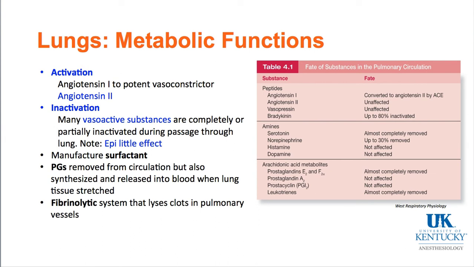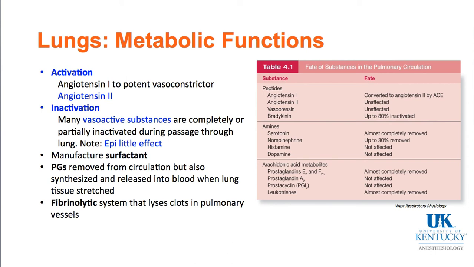Now the lung not only has respiratory function, but also metabolic functions. You probably remember that the lung is important in activating angiotensin 1 to the potent vasoconstrictor angiotensin 2, and ACE inhibitors inhibit that conversion. The lung is performing that conversion, so it activates some substrates. But it inactivates many other vasoactive substances. For example, serotonin is almost completely removed. Norepinephrine, a large amount of it is removed. But epinephrine, it has very little effect on.